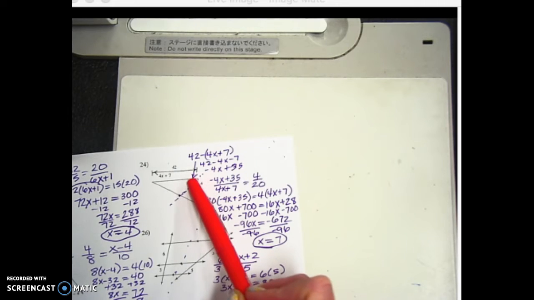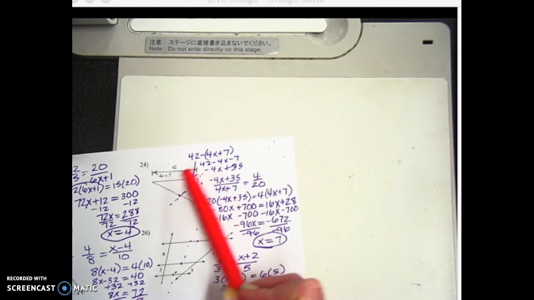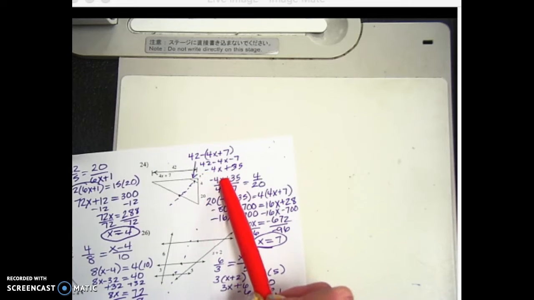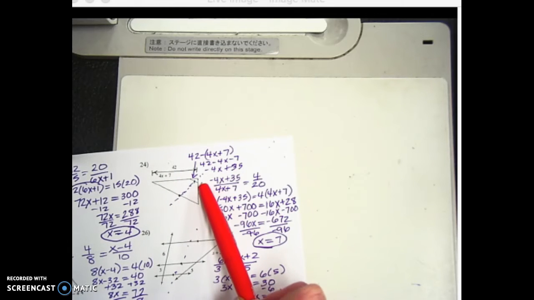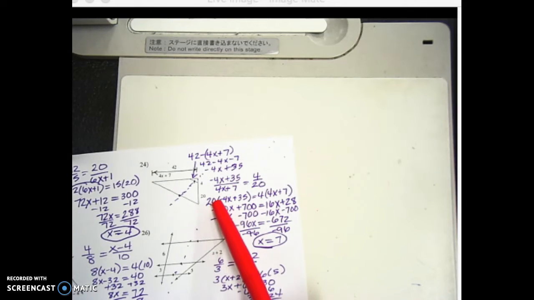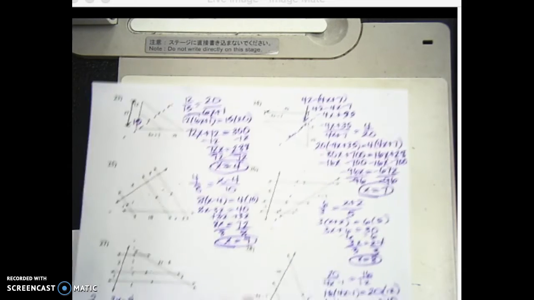To get this little piece for number 24, I took the whole length of 42, subtracted the 4x minus 7, which makes this little piece right here, negative 4x plus 35. So that becomes the numerator of the left side. This becomes the denominator. This becomes the numerator of the right side and the denominator of the right side. So when you do the cross product, you have to distribute on both sides of the equal sign. Then I subtracted 16x from both sides and subtracted 700 from both sides, and then divided both sides by negative 96, so I get positive 7.